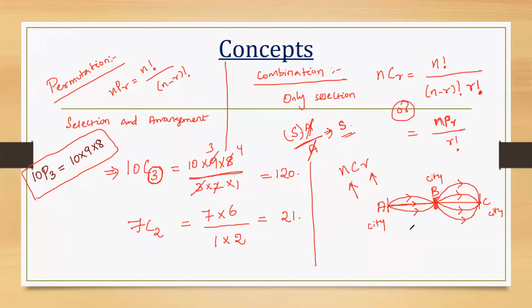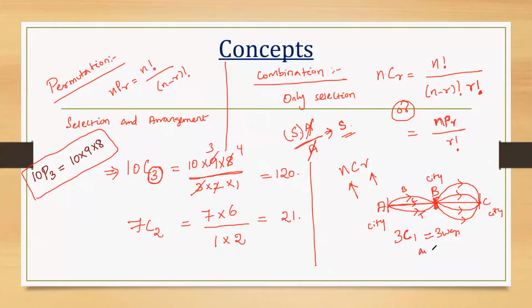How many number of ways can you travel from A to B? 3. Good, right? Out of 3, you will choose any one. You can have bus, car, or train. You can choose any one. So that's 3C1. So we have 3 ways.